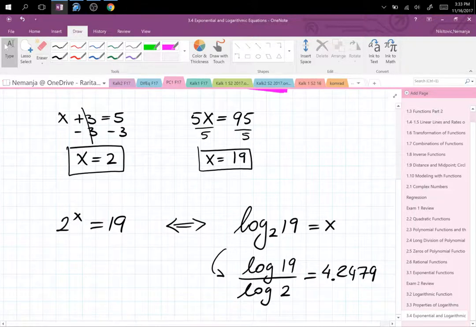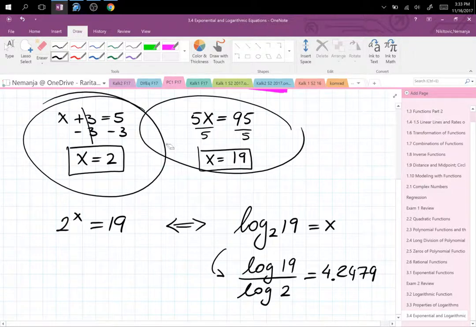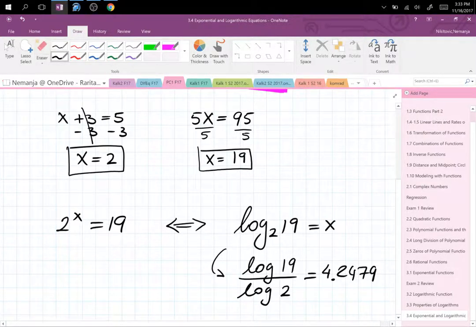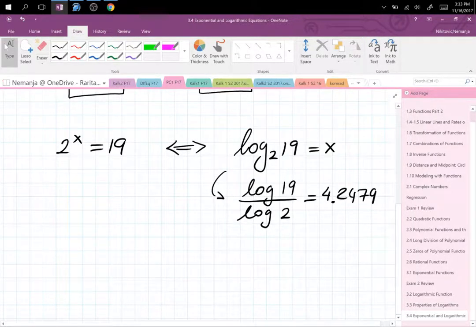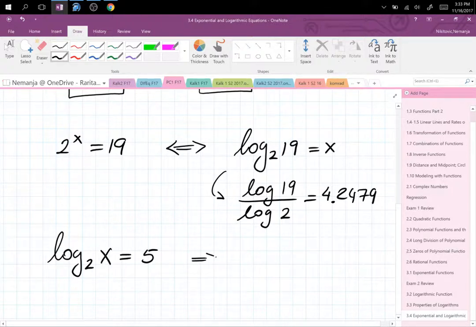The same type of thinking that was used in your previous courses to solve basic equations is used now, except the opposite operation of an exponential function is the logarithm, and the opposite of log is exponential. So if I have a basic problem like log base 2 of x is equal to 5, we write this in exponential form: 2 to the 5 is equal to x. Now 2 to the 5 you can calculate, so x is 32, and the problem is solved.